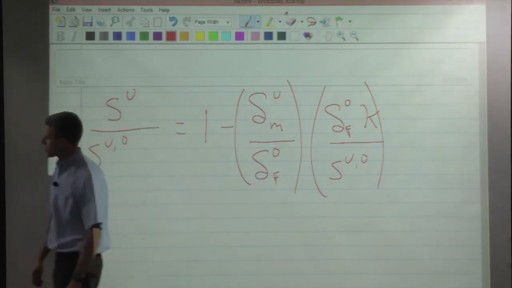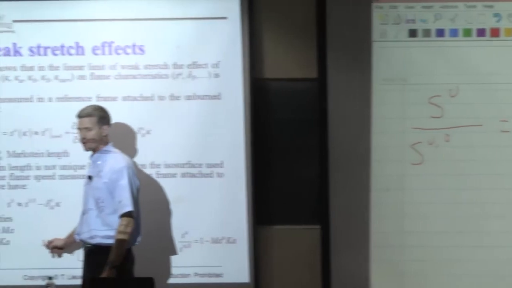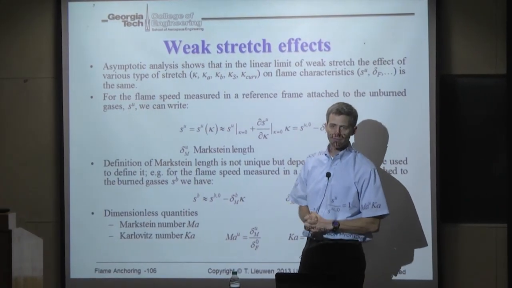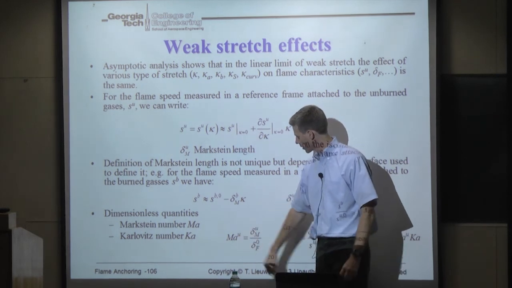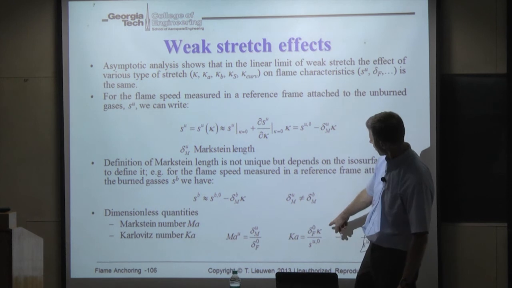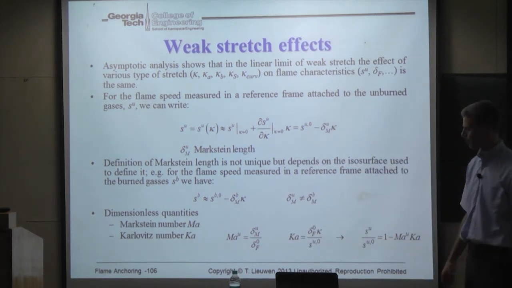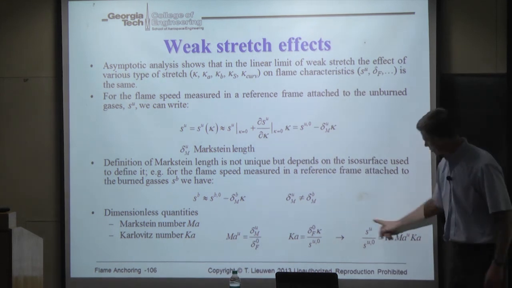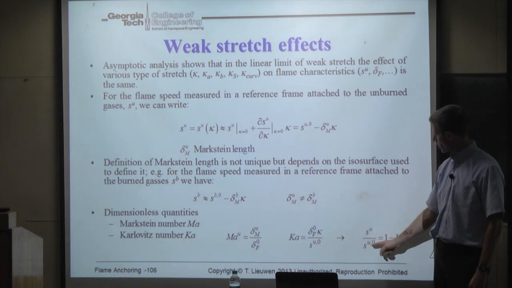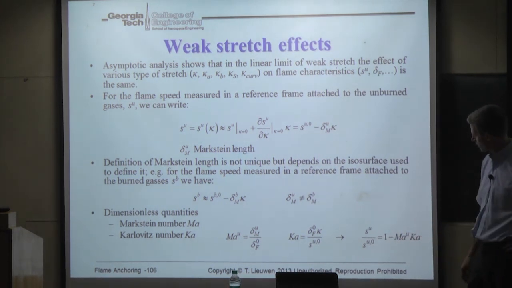This dimensionless ratio is oftentimes called the Markstein number. I'm calling it Ma, and just to be clear that it's defined with respect to the reactants, I'm giving it a superscript U. So that's the Markstein number. This right here is a dimensionless stretch rate, which we call the Karlovitz number. So when you simplify it, this ratio of flame speeds becomes 1 minus the Markstein number times the Karlovitz number.